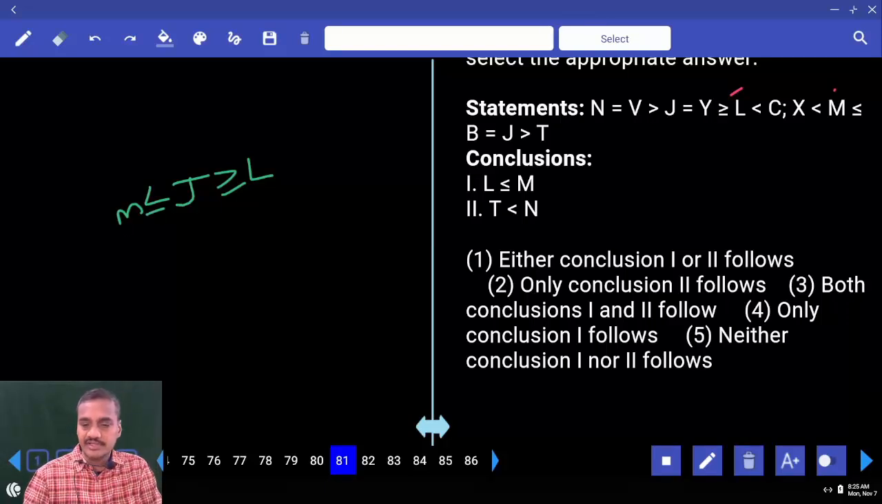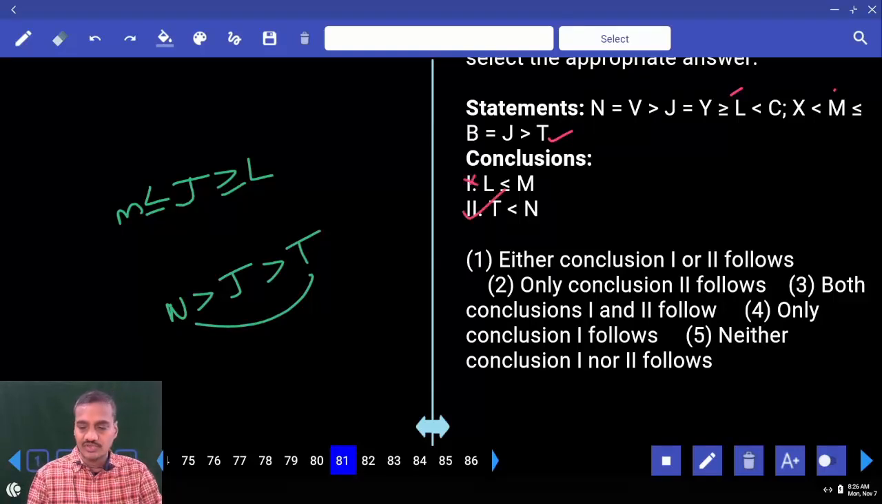And T and N. Where is T? T is here and N is here. But between the individual elements, tell me which is common: J. N greater than J, and at the same time J greater than T. N greater than J, J greater than T, so N greater than T, T lesser than N. And so what is your answer? Only 2 follows, and it is given in choice 2, question number 81.